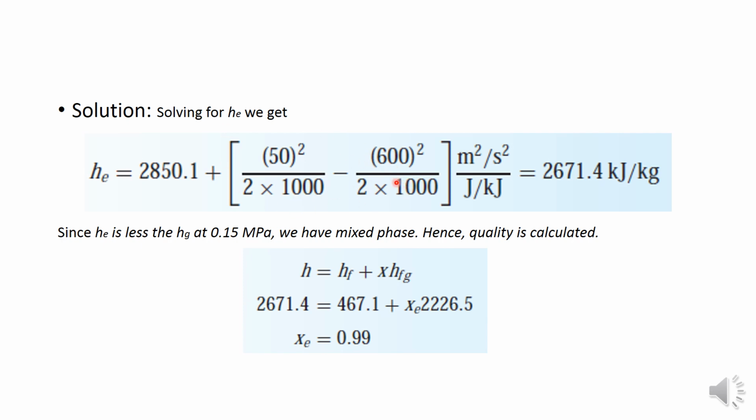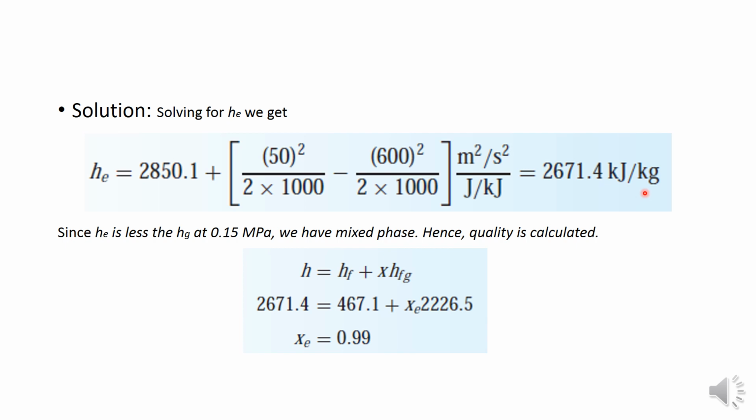So the terms are written over here, and the 1000 is taken over here to convert meter square per second square into kilojoule. The conversion is also shown over here. So substituting this and calculating, we can find the exit enthalpy as 2671.4 kilojoule per kg.